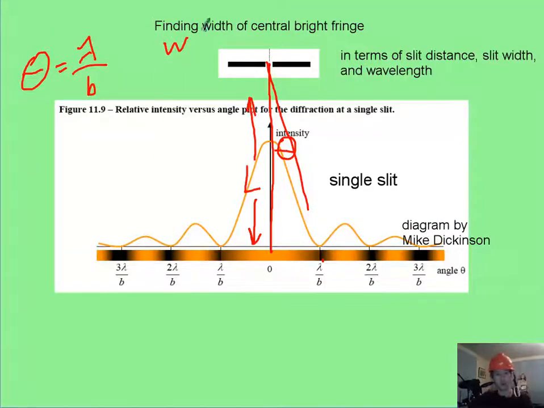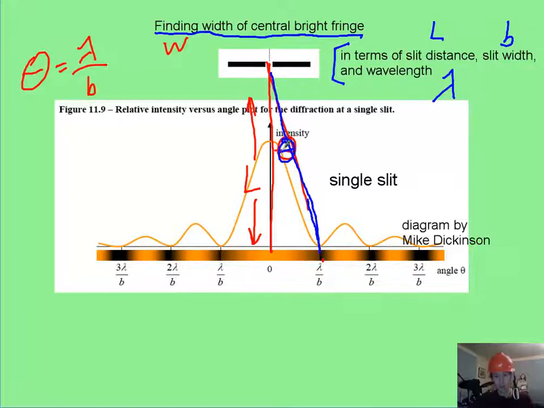Now, for solving a problem, you might be asked to find the width of a central bright fringe in terms of slit distance, which we're going to call L, slit width b, and wavelength lambda. Pause this, see what you can do with it. Now you should have realized that the angle to the first dark spot is always going to be lambda over b, and the distance L is from slit to screen, and I'm going to call the whole width from dark fringe to dark fringe W.